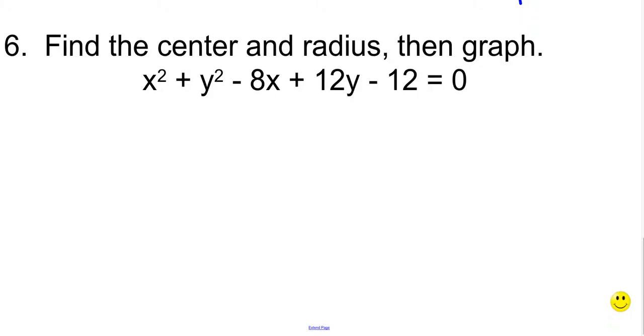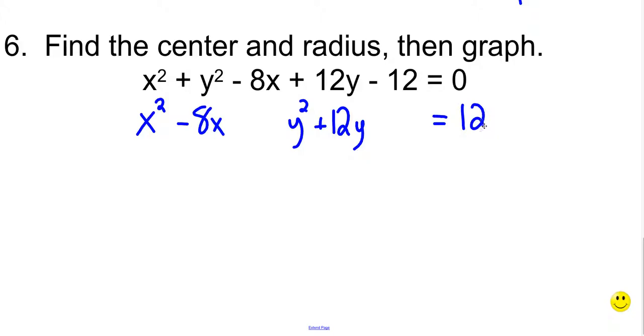So the way we do this is we're just going to rearrange this so that the x terms are together. So x squared minus 8x. We're going to make sure the y terms are together. So y squared plus 12y. And then we're going to move anything without an x or y to the other side. So I'm going to add the 12 to both sides and get it to look like this.